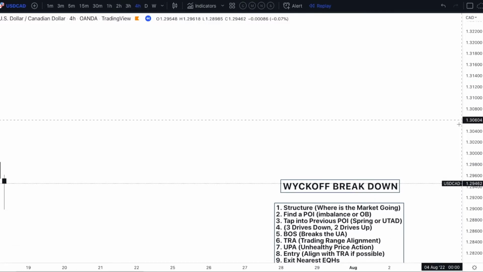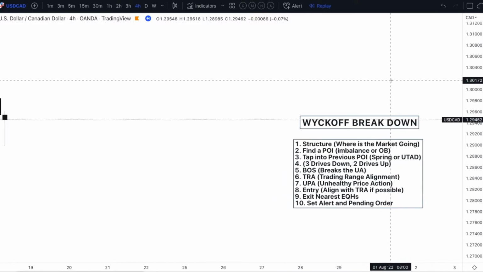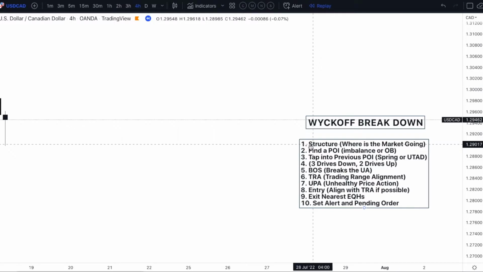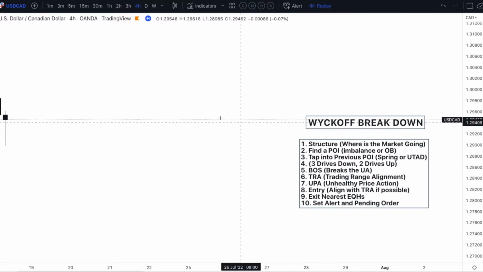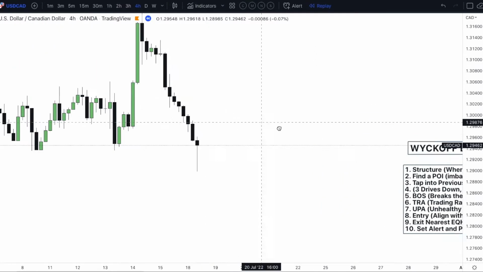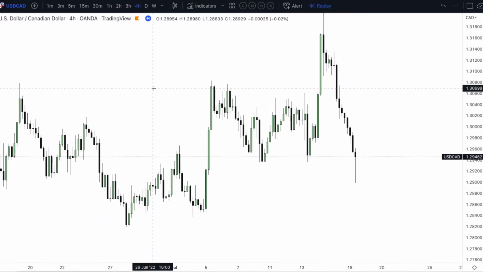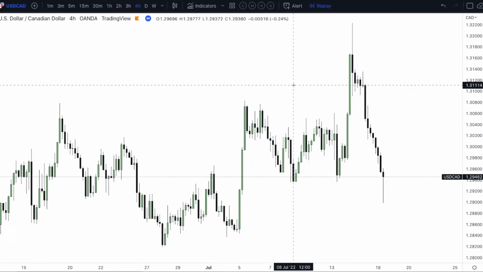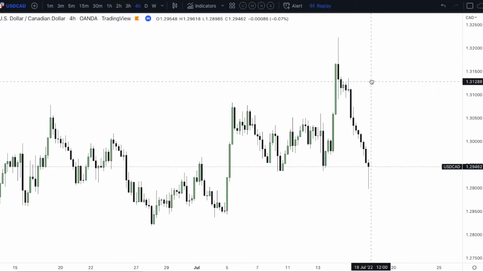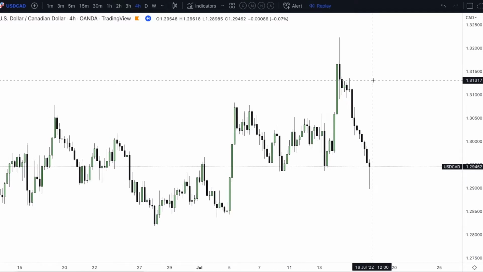Okay, so within our steps, the very first thing we have to do is find our structure. We have to understand where the market is going, because any good trader knows that regardless of the style that you're using, you always have to find market structure and understand where the market is going in order to trade it correctly.